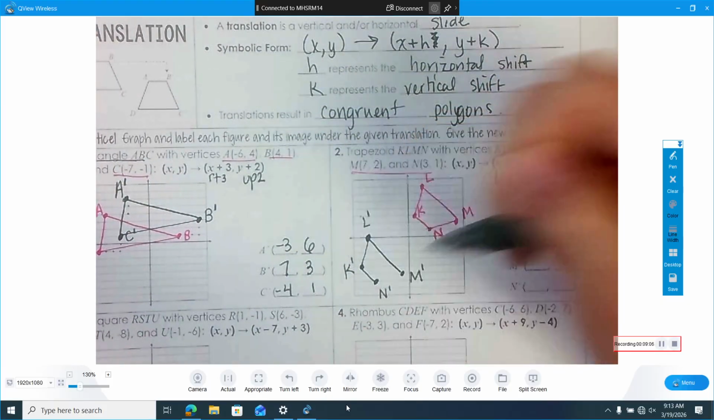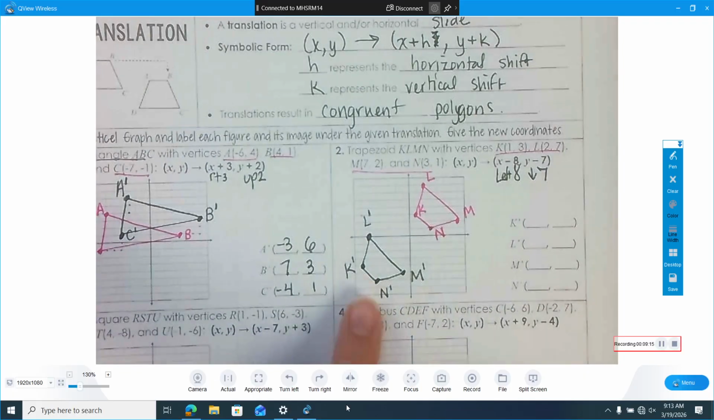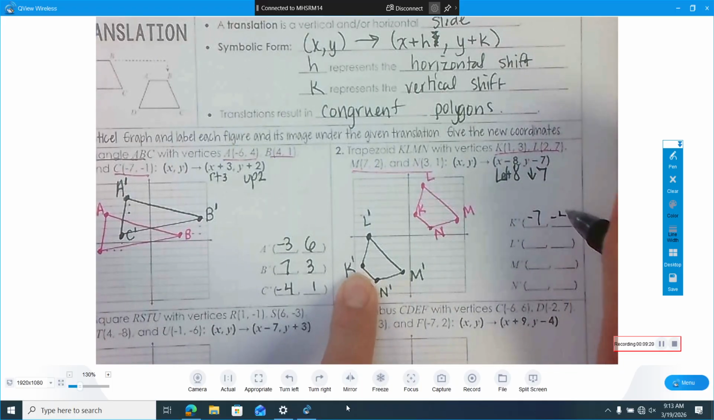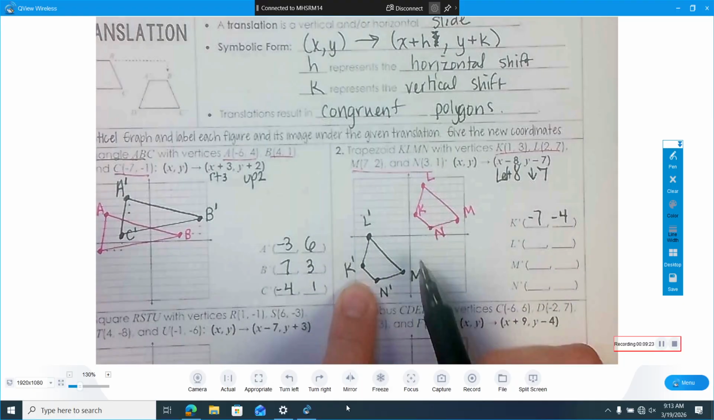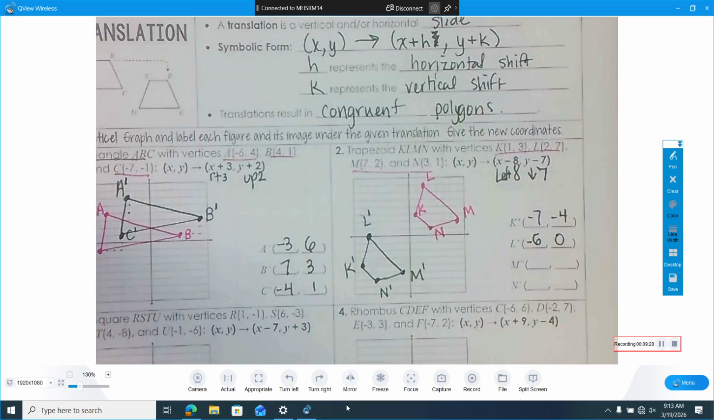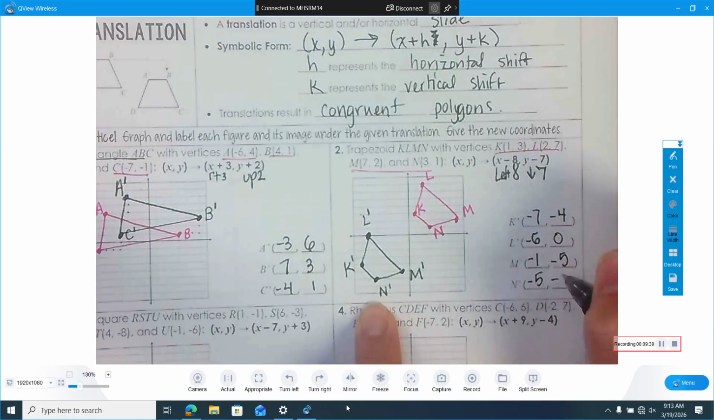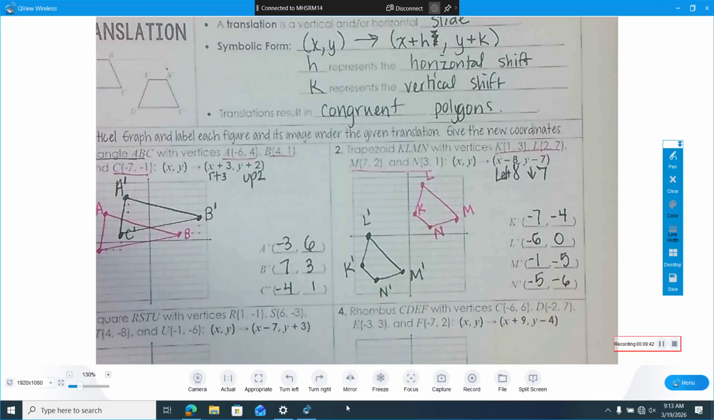Nice thing is, this is easier than that's math. All right, so our new ordered pairs. What is the ordered pair for K prime? -7, -4. Beautiful. L, it looks like -6, 0. Good. M prime. Good. -1, -5. And N prime. Beautiful. Good job. All right. Questions so far?